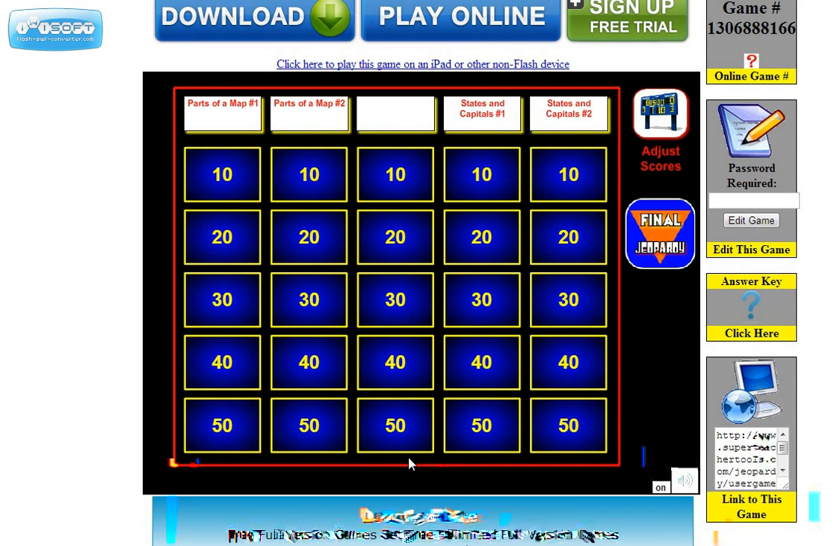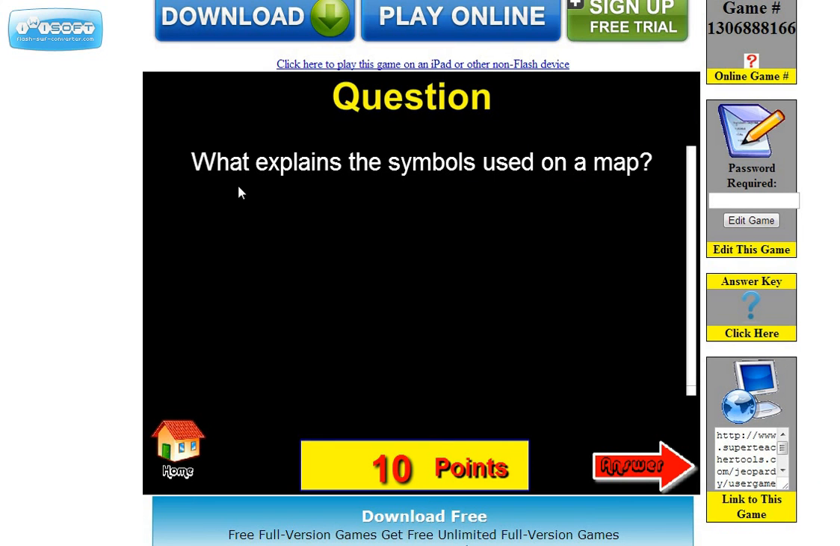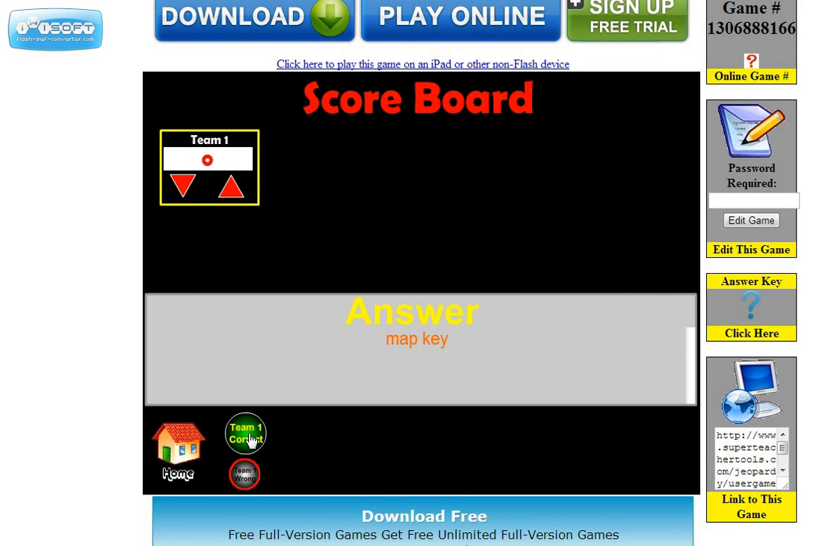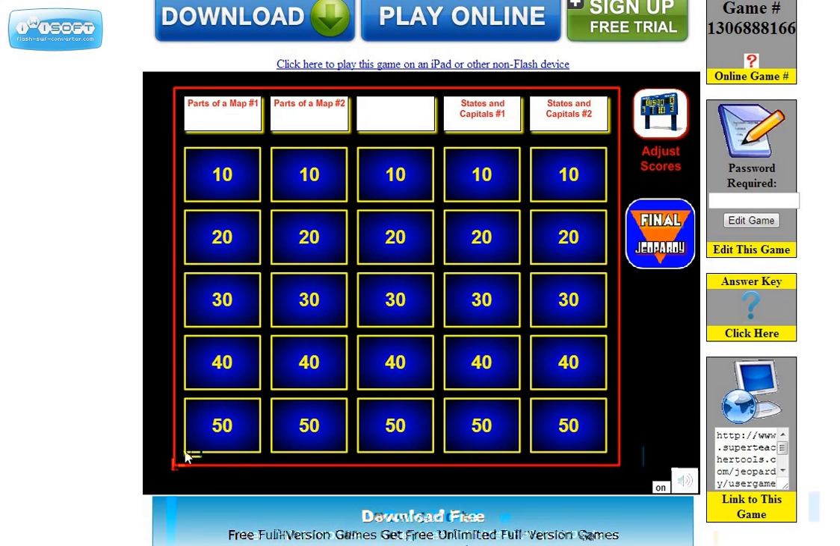So, for example, you might click 10 points. What explains the symbols used on a map? Well, that's easy because we just learned it. A key. So I know what the answer is, so I'm going to click answer. Map key. So I go adjust scores. I got it correct. Team 1 is correct. I just got 10 points. Now I go back home. That one's done. Now I go down.